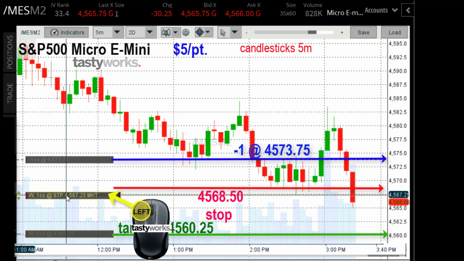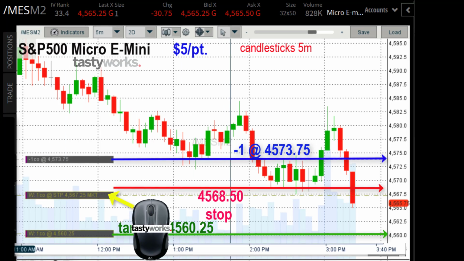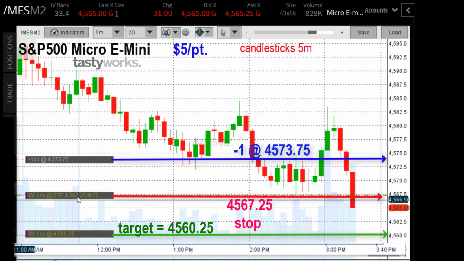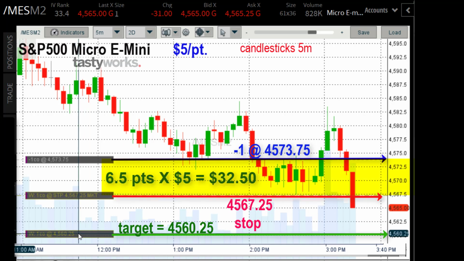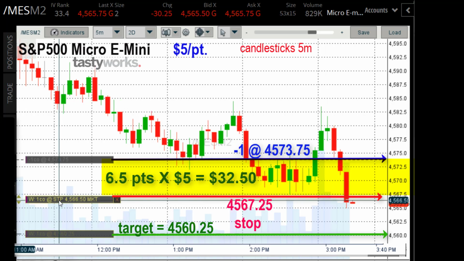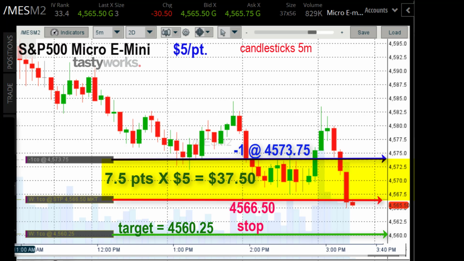Now, my Tastyworks mouse is out again, and I move my stop down to 45.67 and a quarter. That means I have $32.50 locked in now. I look over and I see I'm trading 45.65 over there, so I lower my stop once again down to 45.66 and a half. So I've locked in $37.50 on this trade now.